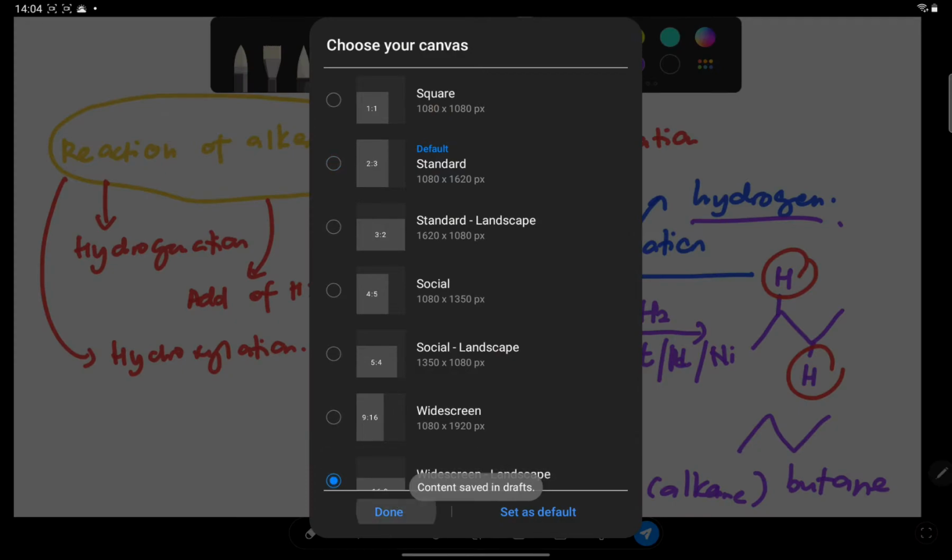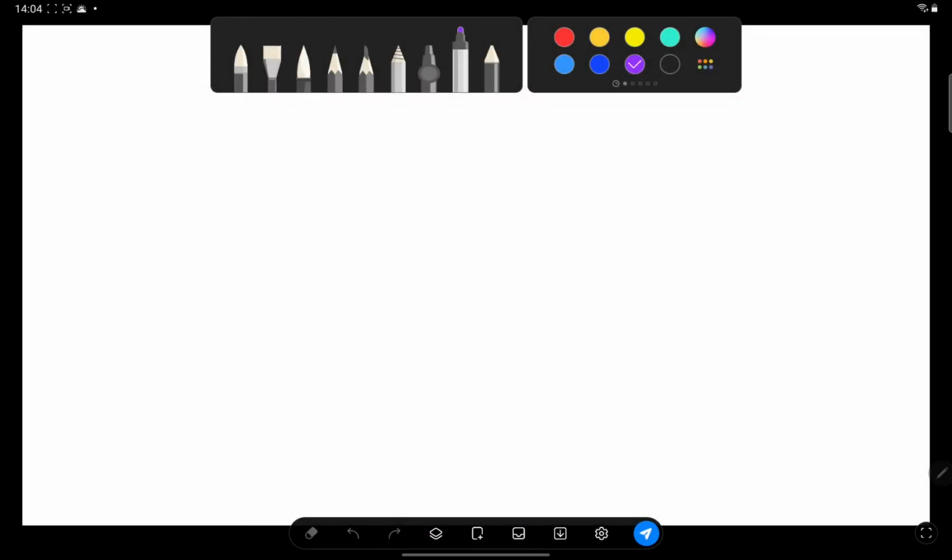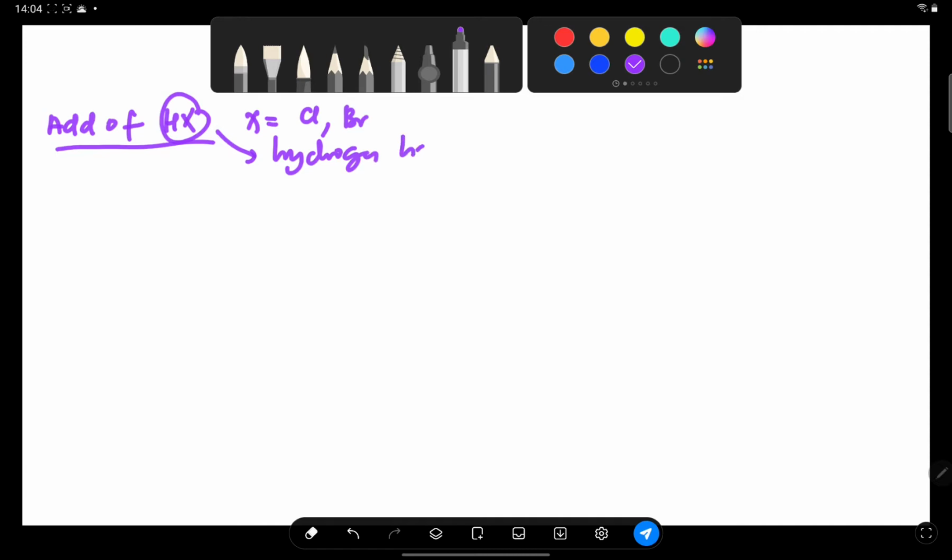For addition of HX, it involves an addition reaction. What is X? X can be chlorine or bromine. So here the halogen that you use refers to this chlorine and bromine.